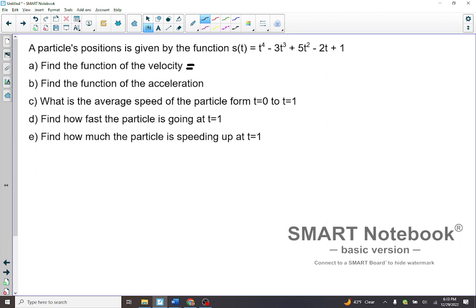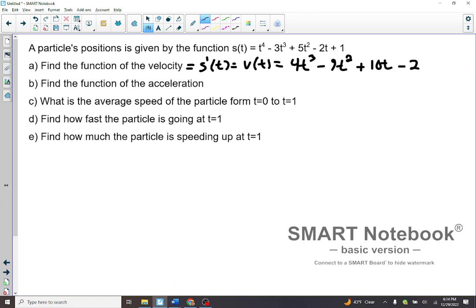Now, if this is the position function right here, the velocity function will be what's left over. So with that in mind, the velocity function is going to be the derivative of the position function. So that's v of t. The derivative of this, each term is individual: 4t to the third minus 9t to the second plus 10t minus 2. So if I ask you for just the function of the velocity, you would just need to do that. You would derive it once.